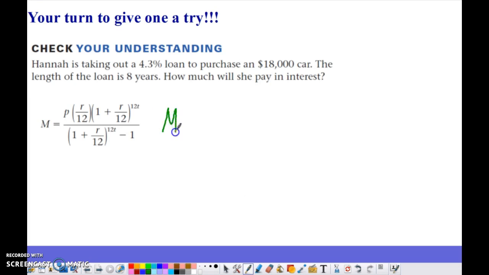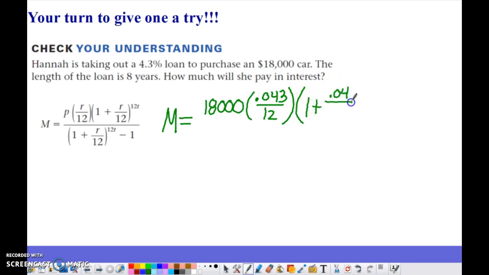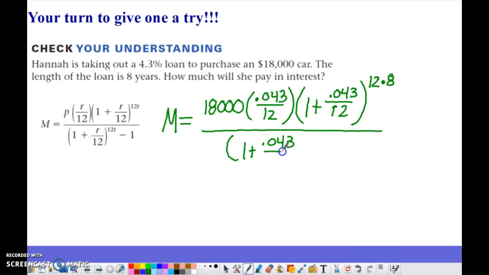So if I just plug things into my formula, my monthly payment is equal to my principal, which is $18,000, times my rate as a decimal, so 0.043 over 12, times, it says 1 plus my rate again over 12, oops, I forgot my 3 there, to the 12 times my time, which is in years, so that's times 8, all over 1 plus my rate over 12, to the, again, 12 times time, so 12 times 8, and then minus 1.